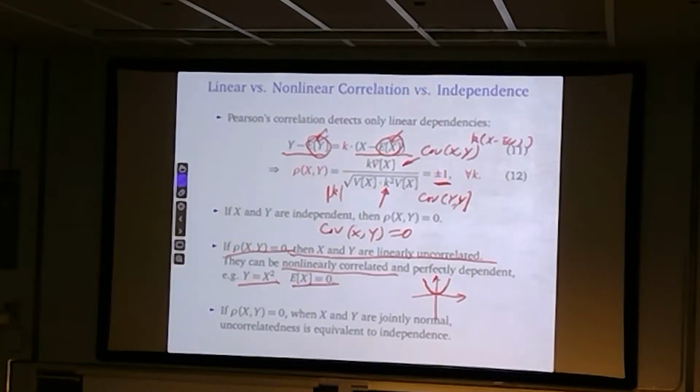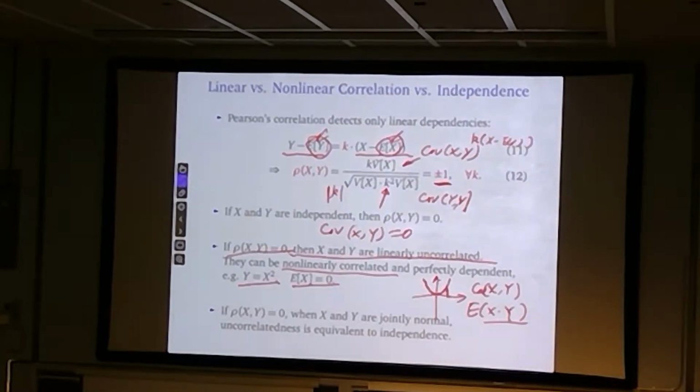Why is that? Because when you calculate the covariance of x and y, it's 0 mean. Essentially you are taking the expectation over x and y, because it's 0 mean, I'm not going to worry about the mean, so it's this, the expectation of x times y.